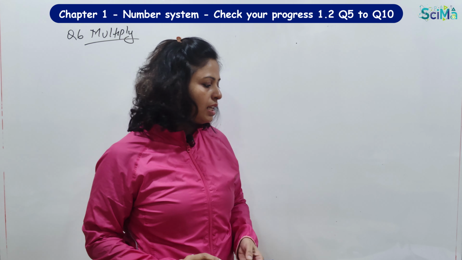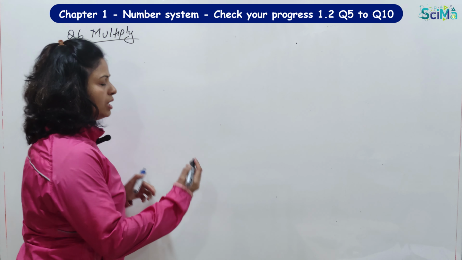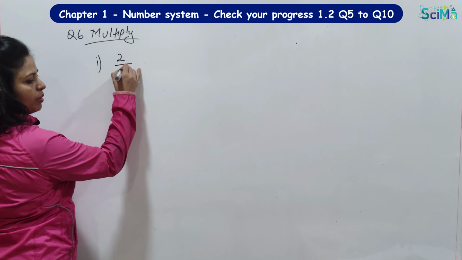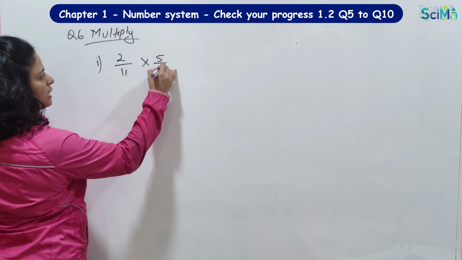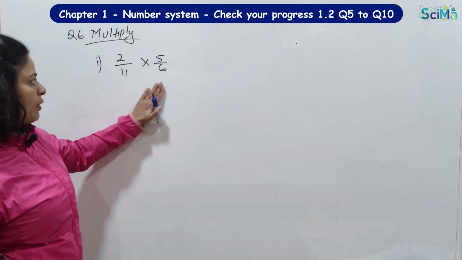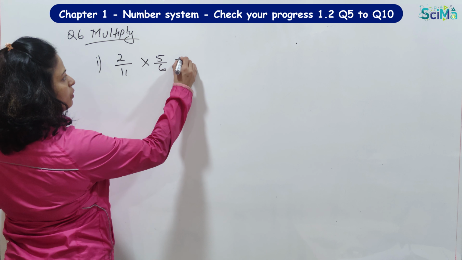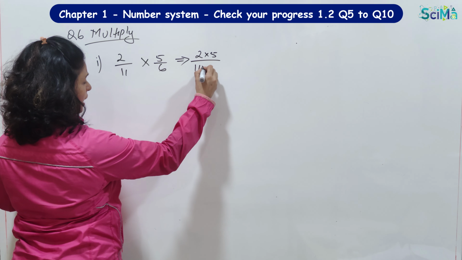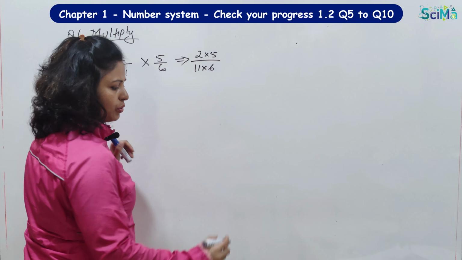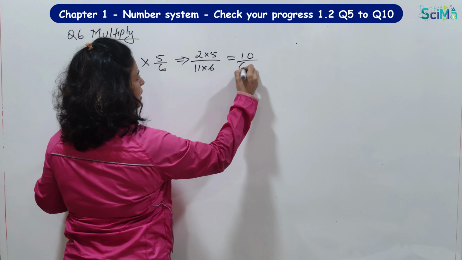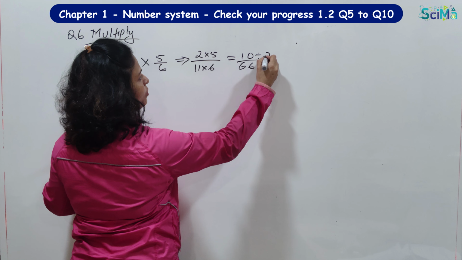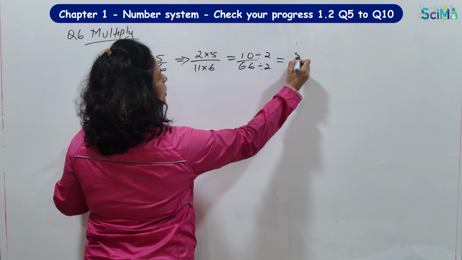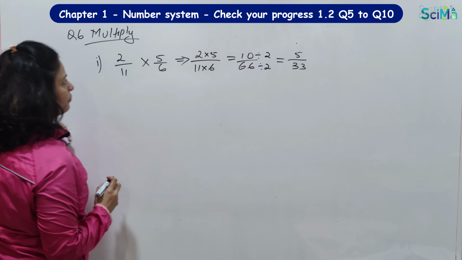So question number 6 is multiplication. Very easy. First, 2 by 11 into 5 by 6. Okay, we have to multiply. I told you multiply rules also. Multiply the numerator with the numerator and denominator with the denominator. So we get here 10 by 66. You can reduce, divide with 2, you get 5 by 33.